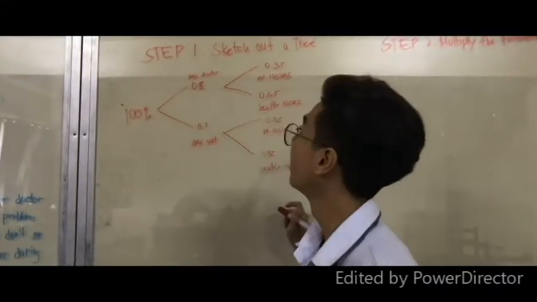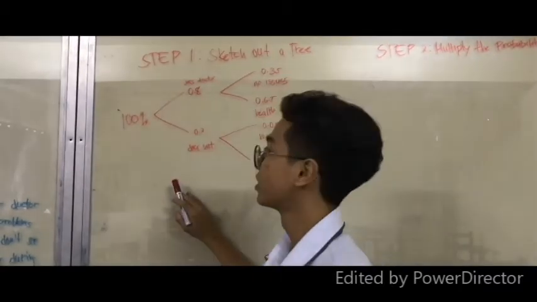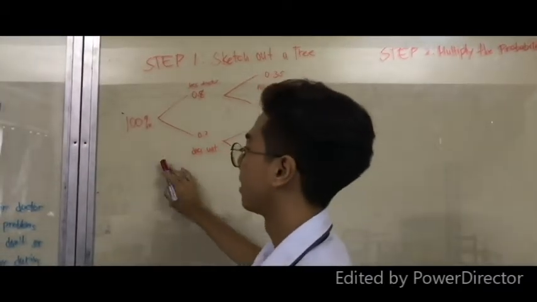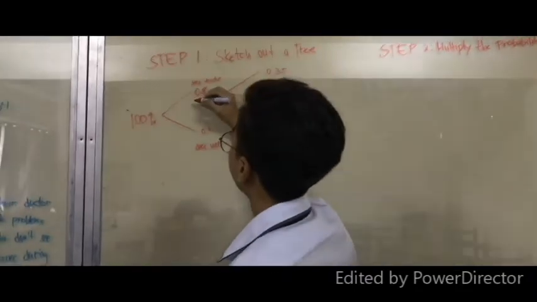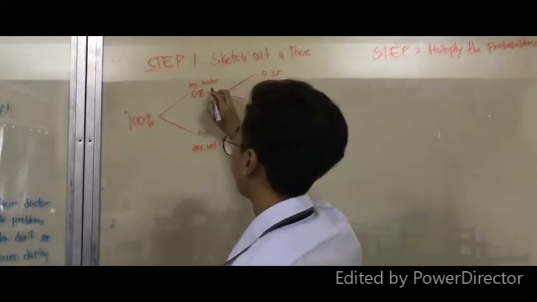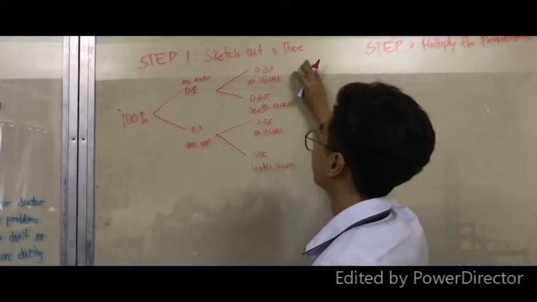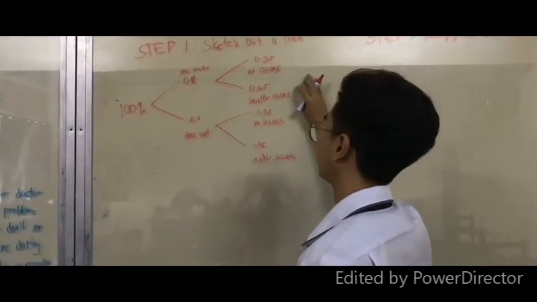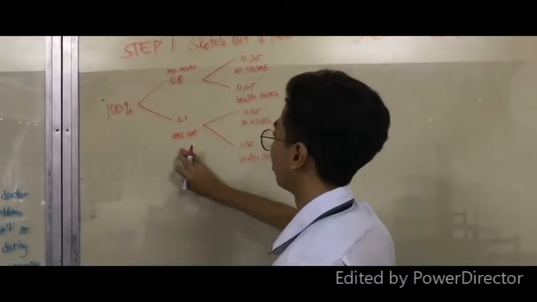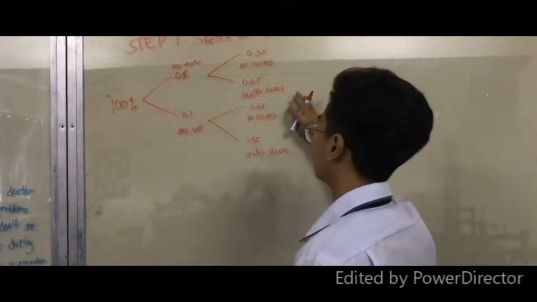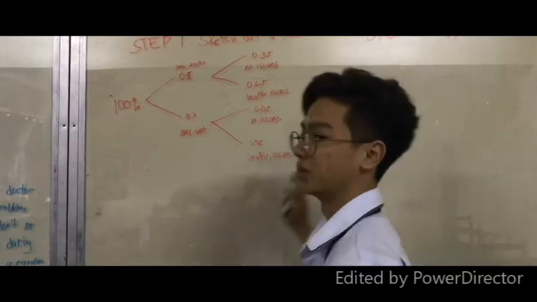So in step 1, in making a tree, we sketch out the tree itself. First we make sure that our tree uses the data from our problem. As you can see, 80% of the people from the problem see a doctor. 35% of which have no issues, while 65% of these people have issues. Out of the 100% of people, 20% do not go to the doctor, and out of these people, 5% have no issues, while 95% have issues.